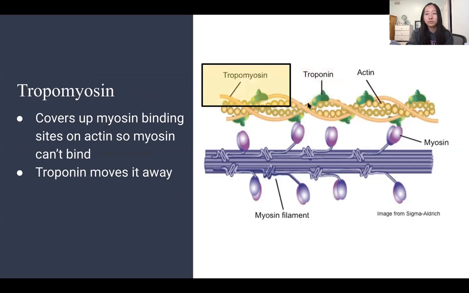The last type of regulatory protein is called tropomyosin. Like we said earlier, tropomyosin is bound by troponin. Tropomyosin also helps to cover up those myosin binding sites on actin, so myosin can't bind to actin. When our muscle gets a signal that it needs to contract, troponin will move tropomyosin away from those actin binding sites. And then our myosin heads can bind to the actin.